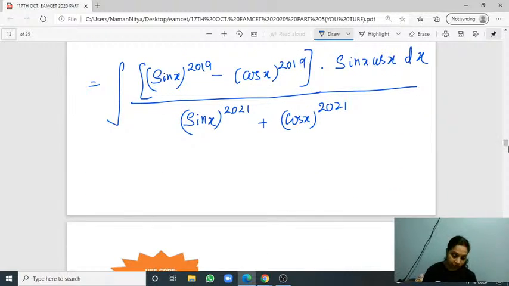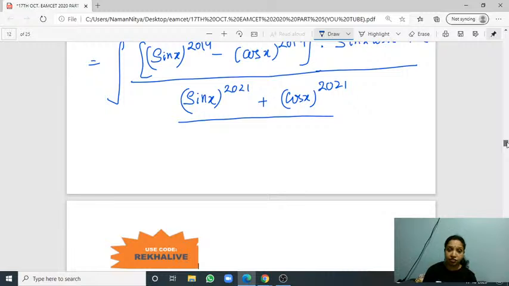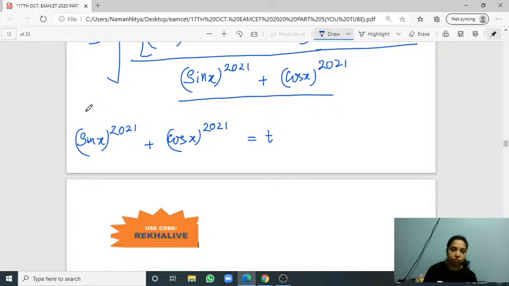After this, one substitution we need to do. What will be the substitution? This denominator term you are supposed to take as t and do the differentiation. And you will see what you are getting. If I am just taking sin x whole power 2021 plus cos x whole power 2021 as t, and this is the substitution I am doing. Okay, so let this be t.